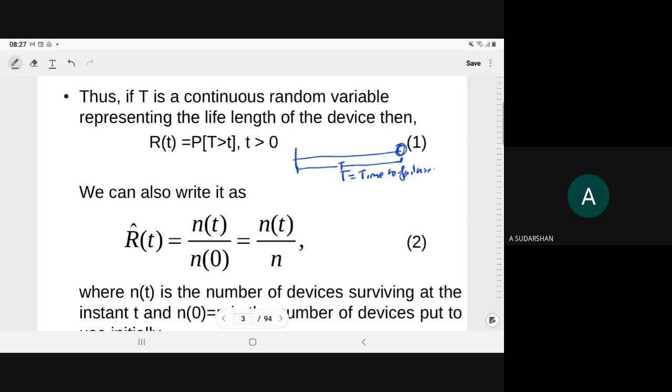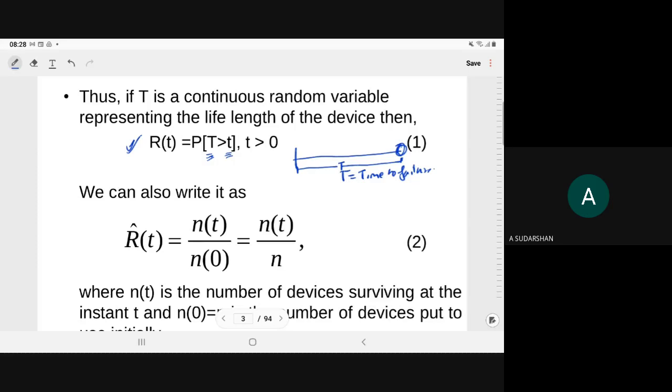T represents the time to failure or life length of a device. Mathematically, reliability is defined as R(t) equal to the probability that the life length is more than the specific time t, where t should be a positive time. So reliability is the probability that the time to failure of a device is more than the specified time, meaning it has survived up to the specified interval 0 to t.